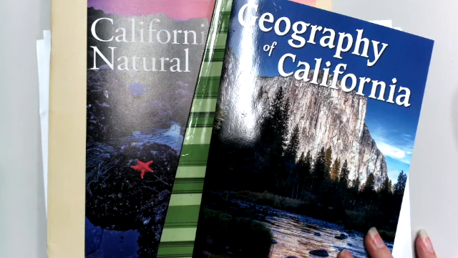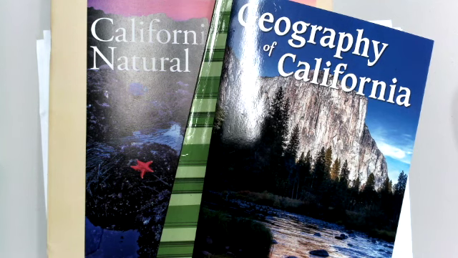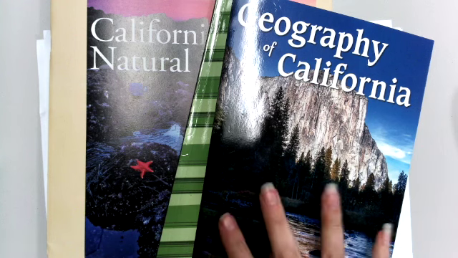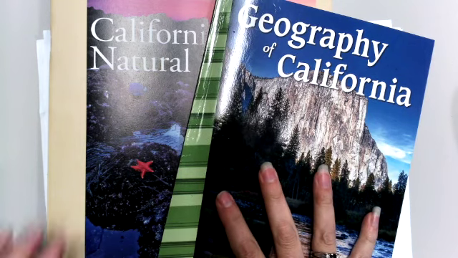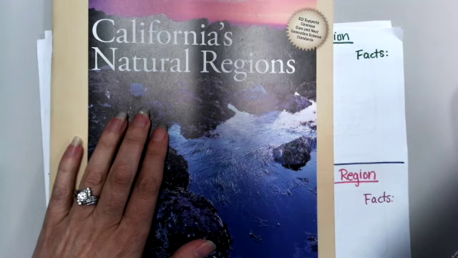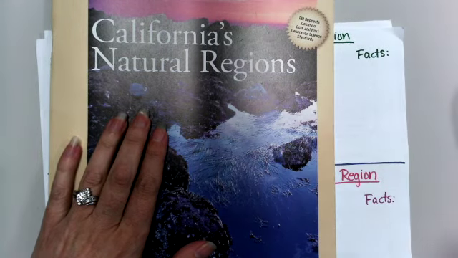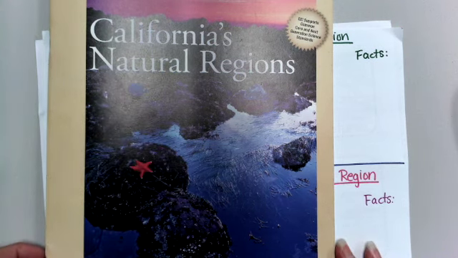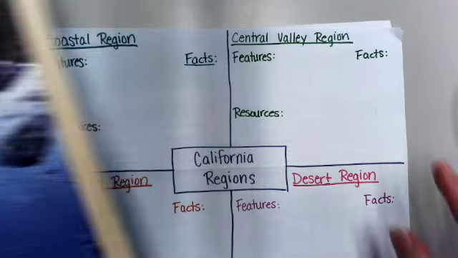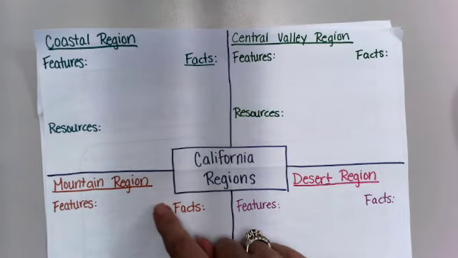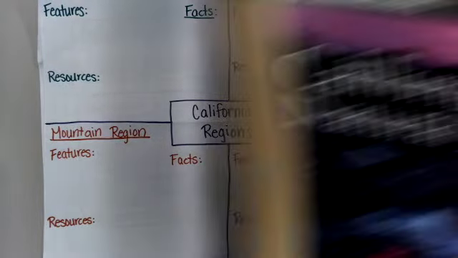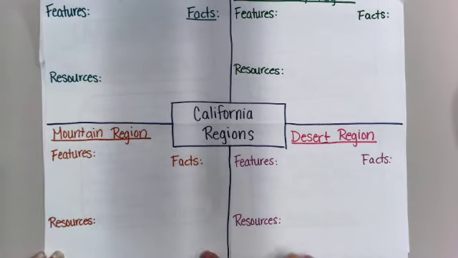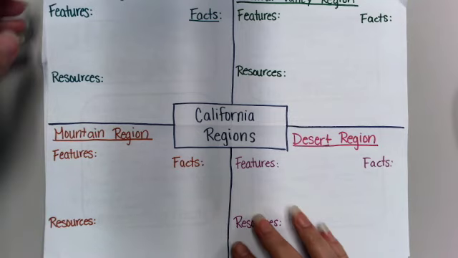Okay, fourth grade geographers. So we are moving to our next region, and we have read our Geography of California digital text. You have gotten information from California's natural regions, and you watched the video starring yours truly. Then you took that information yesterday and filled out your mountain region portion of your notes. And you now need to pick the most interesting things you found and transfer that information to this page.